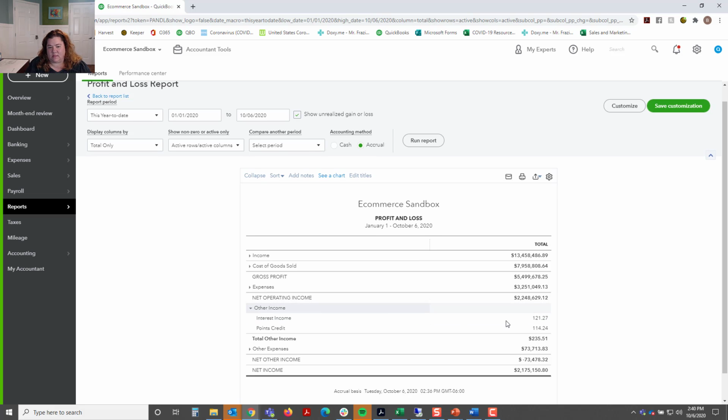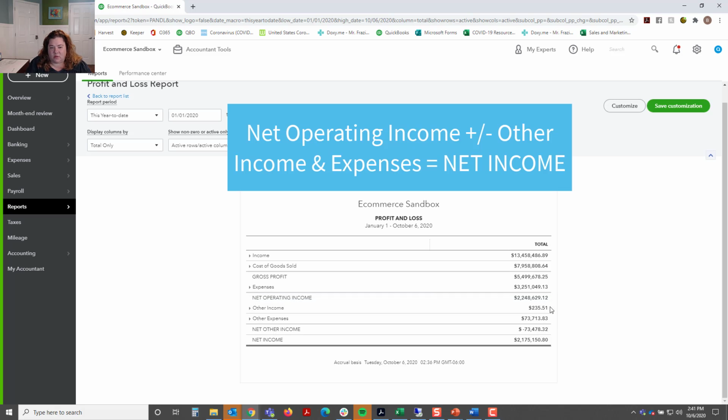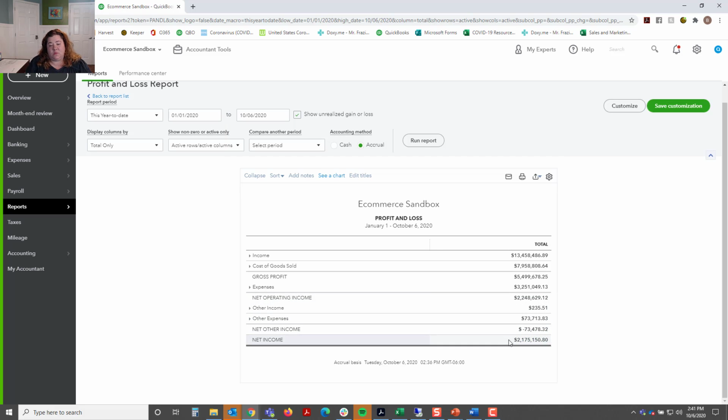So an example we have here is interest income and then points credits from credit card usage and stuff like that. So then you have net operating income plus or minus all of your other net income and expenses gives you net income. And this is what tells you whether or not as a business you've made money or you've lost money as a business.